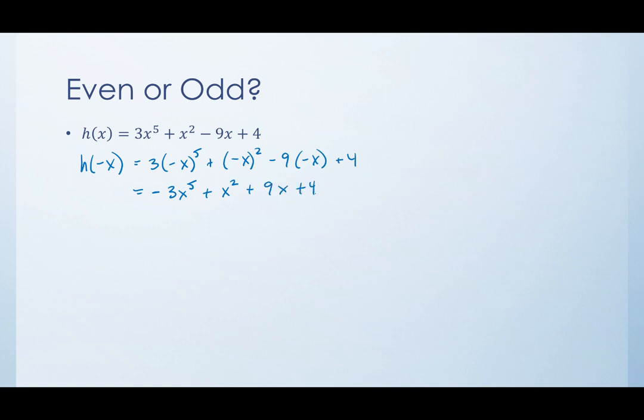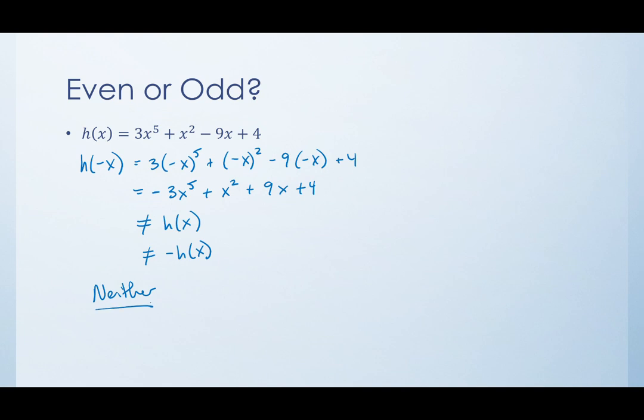And you can see that this is not h of x, right? Because some of the signs match, but not all of them. And it's also not negative h of x, because again, some of the signs are the same, but some of them are opposite, but not all of them are opposite. So this one is neither even nor odd.